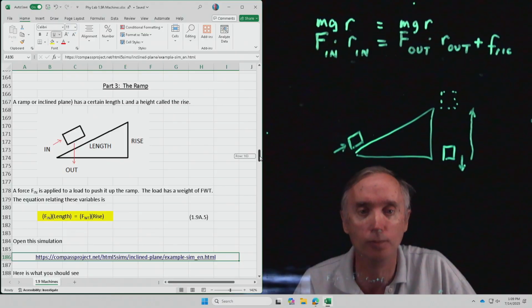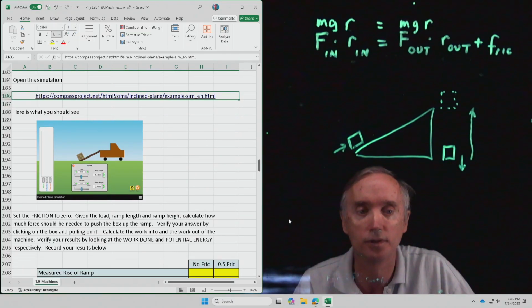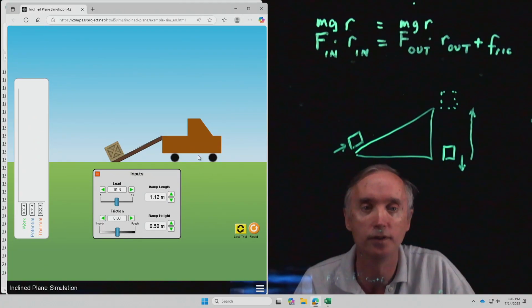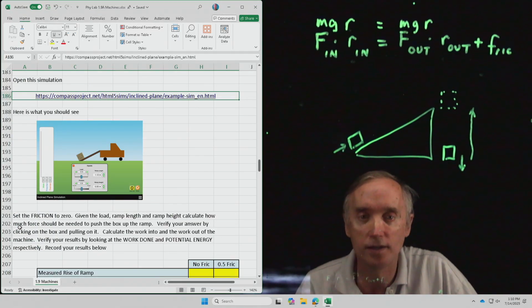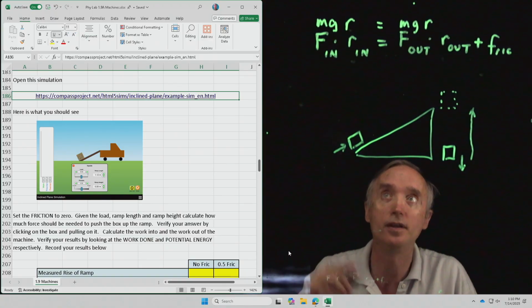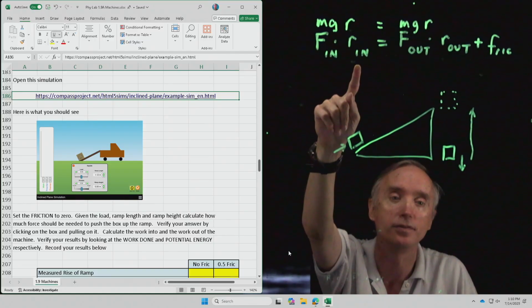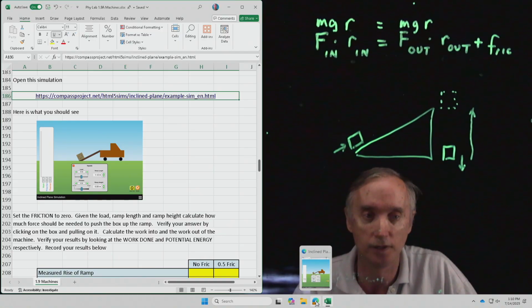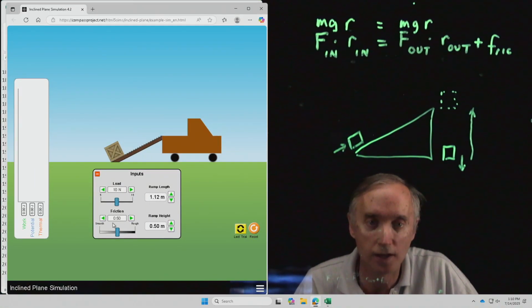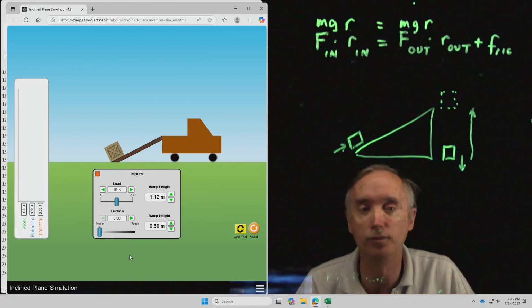So we're going to open this simulation here. When you open it, you're going to find this thing. So here's our ramp, and the goal is to get the box into the back of that pickup truck or whatever. It says to set the friction to 0. So we want all of the energy going into the ramp to be all the energy coming out of the ramp. We don't want to consider friction. So if we go back to here, you have this slider here, and if you take this slider and you move it back, it now has 0 friction on it.